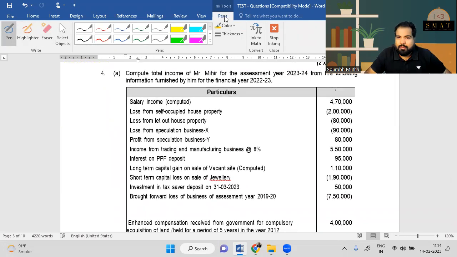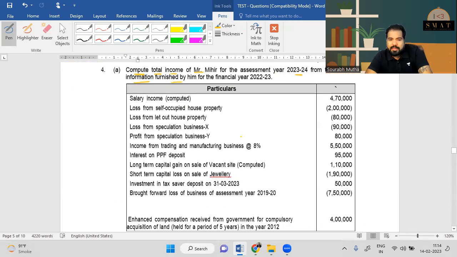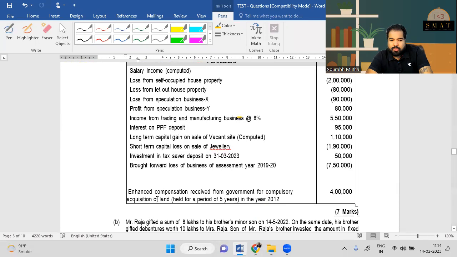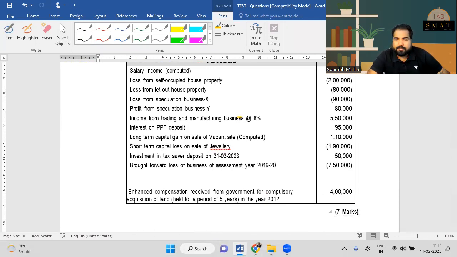Let's move ahead to question number 4, which is the last question, by the way. Compute total income of Mr. Mihir for the year 23-24 from the following information furnished by him. So you will have to make an arrow like this, like how we used to. So I'm just going to make it here. In rough, you'll have to make it.